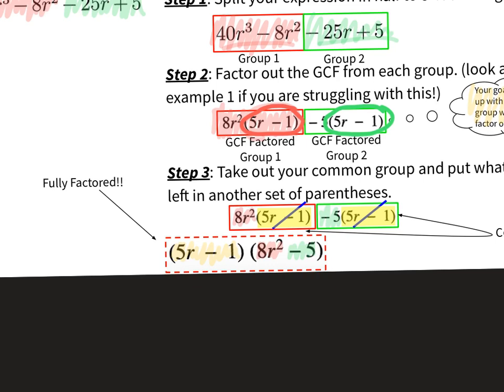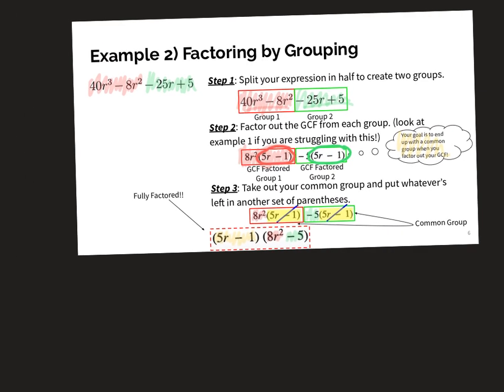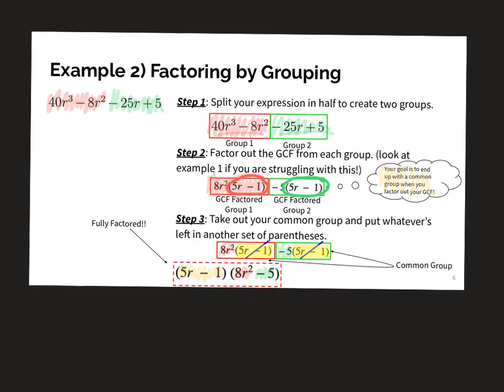Now we could maybe try to factor this 8r squared minus 5, but that's not really what we're focusing on right now. We're going to be just focusing on factoring by grouping, making sure that we're factoring out the GCF, and then finding a common group.